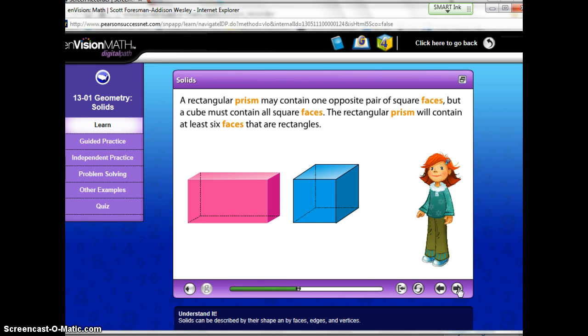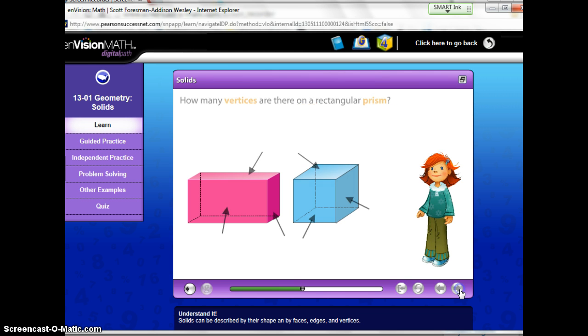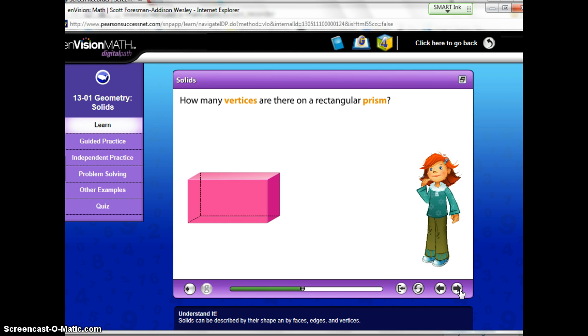Right, we talked about how cubes and rectangular prisms are different. How many vertexes do you see on a rectangular prism? Aaron? 8. How many edges are there? Sky? 8. Okay, so we have 4 here, right? And 4 here. But we have to count.